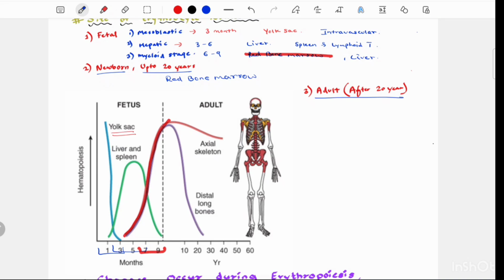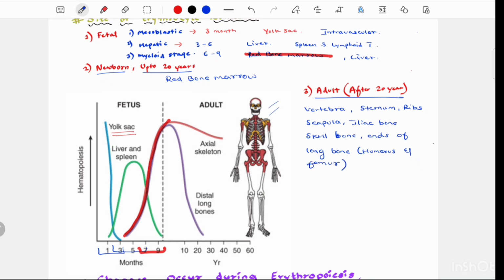After age of 20, red blood cells are produced from membranous bone, that is vertebra, sternum, ribs, scapula, iliac bone, skull bones, and from the ends of long bone. Long bones are humerus and femur.